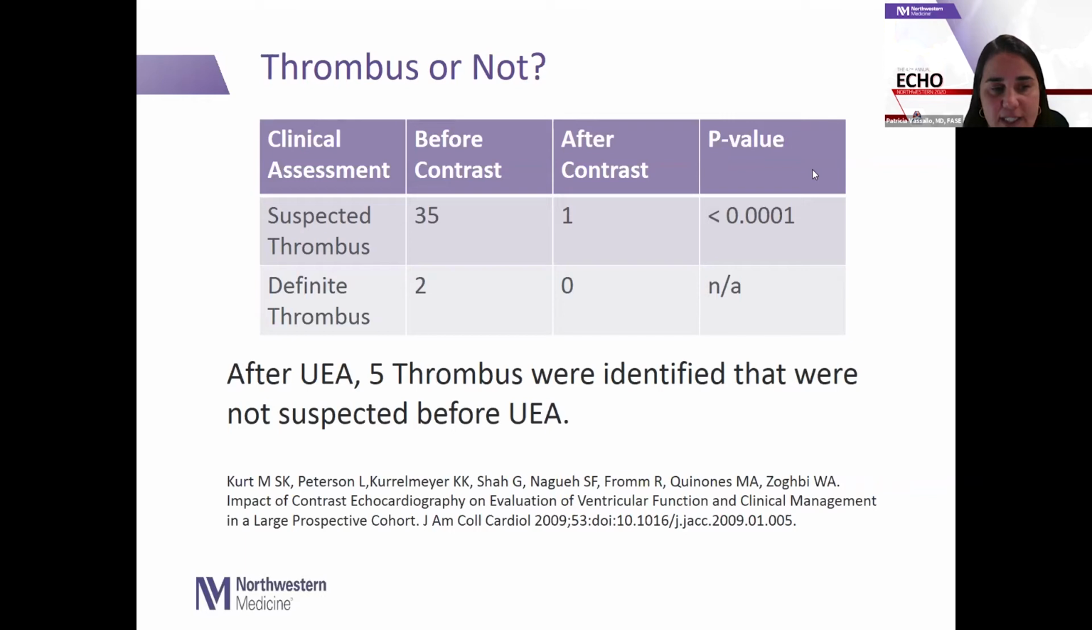The other interesting finding was that ultrasound enhancing agent picked up 5 thrombus that were not suspected. So again, showing that we need to use ultrasound enhancing agents to improve our diagnostic echocardiograms and make sure that we are not missing apical abnormalities.